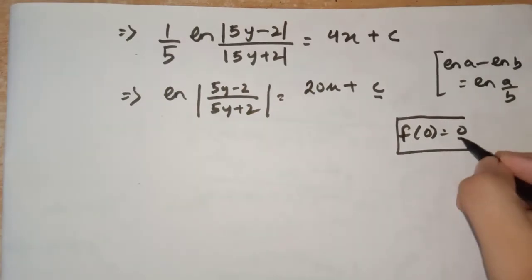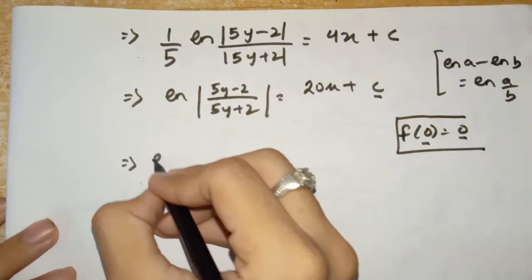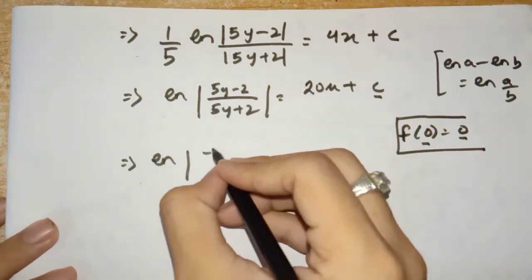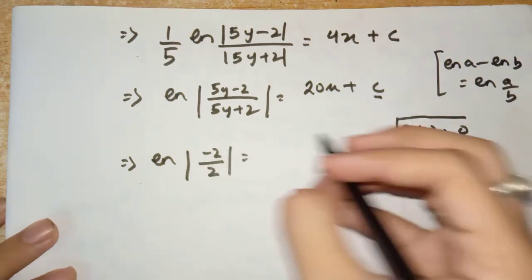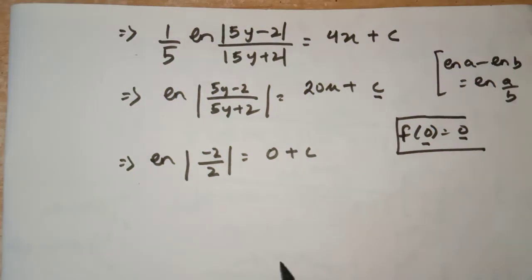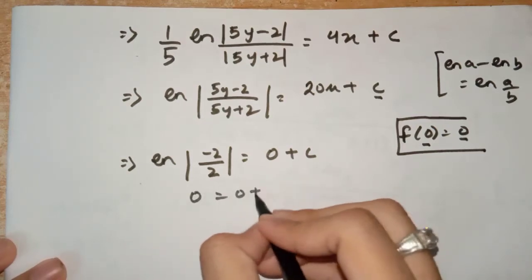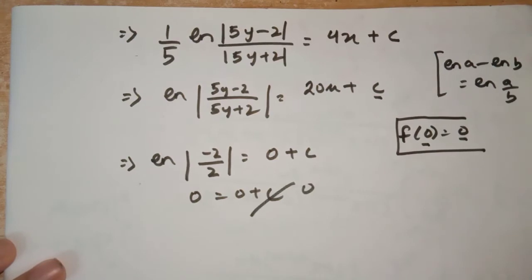So we'll put x as 0 and y as 0. Ln of mod of 5 into 0, 0 minus 2, 2 by 0 plus 2, 2 is equal to 20 into 0, 0 plus c. And we all know minus 2 by 2 is minus 1 and minus 1's mod is 1. And ln 1 is equal to 0. 0 is equal to 0 plus c. Therefore, we conclude that c is equal to 0.